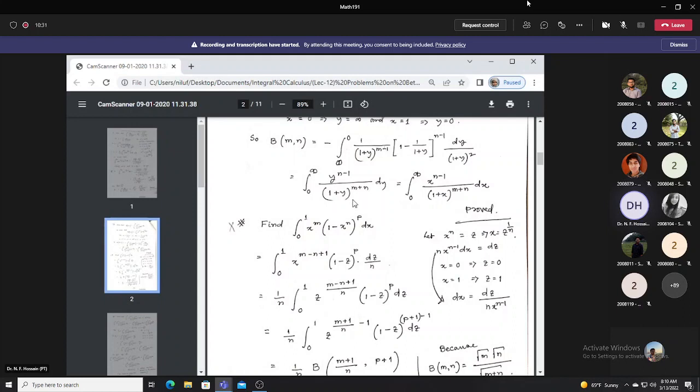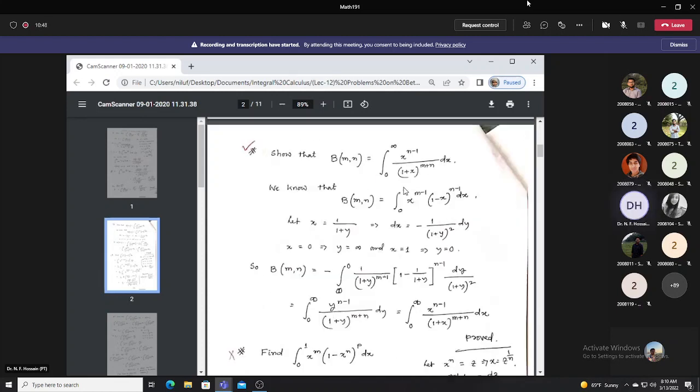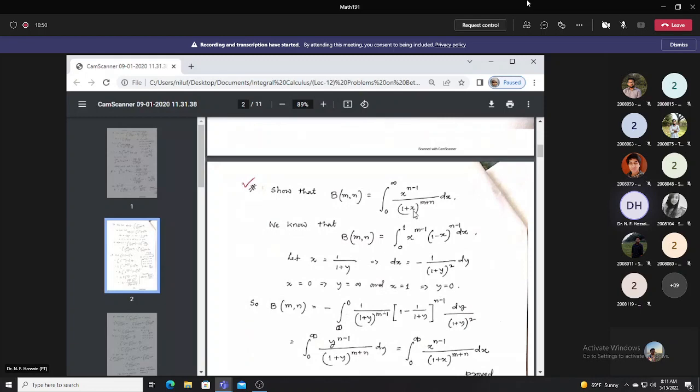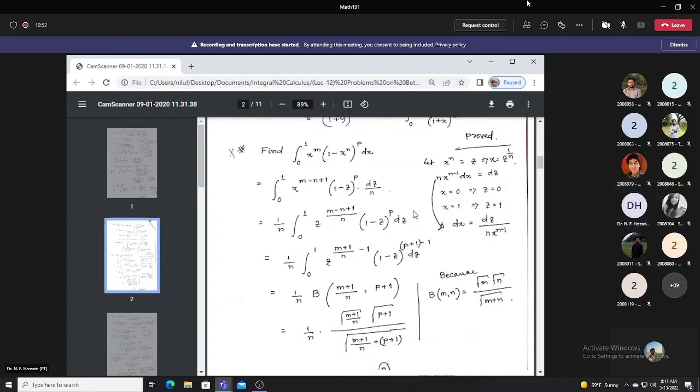Yes. Now you just change the variables. In place of y, let us write x. So it will be Beta(m,n) equals integral from 0 to infinity of x to the power n minus 1 divided by (1 plus x) whole to the power m plus n dx. This was the thing to be proved. So it has been proved here.